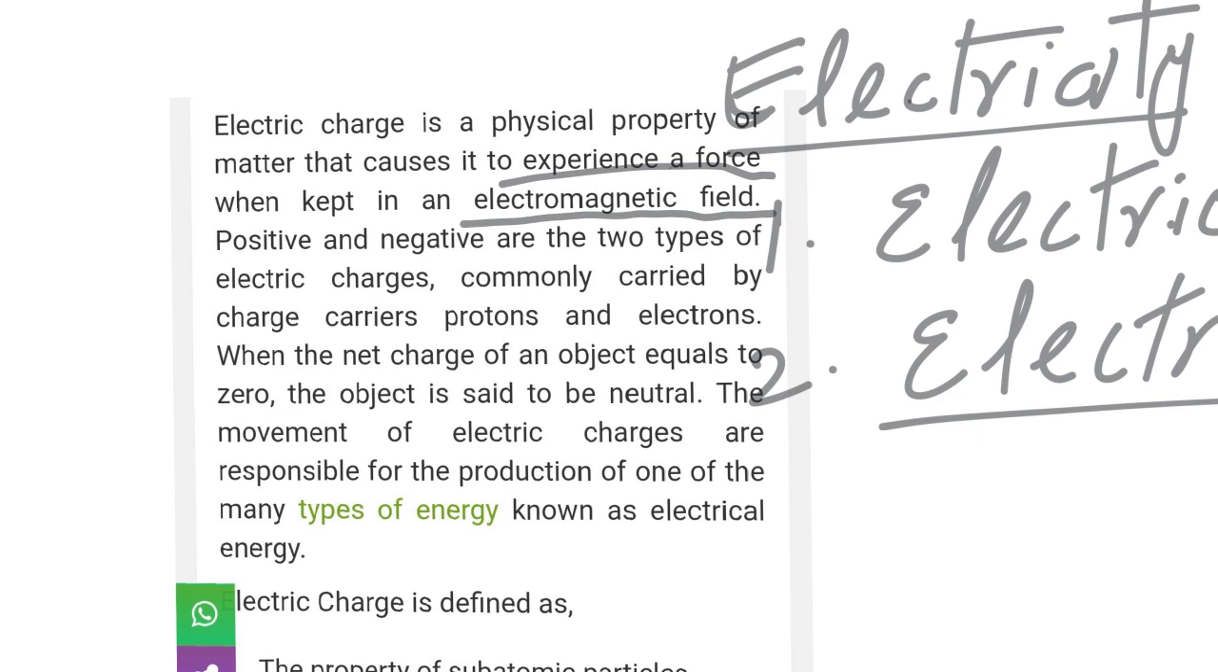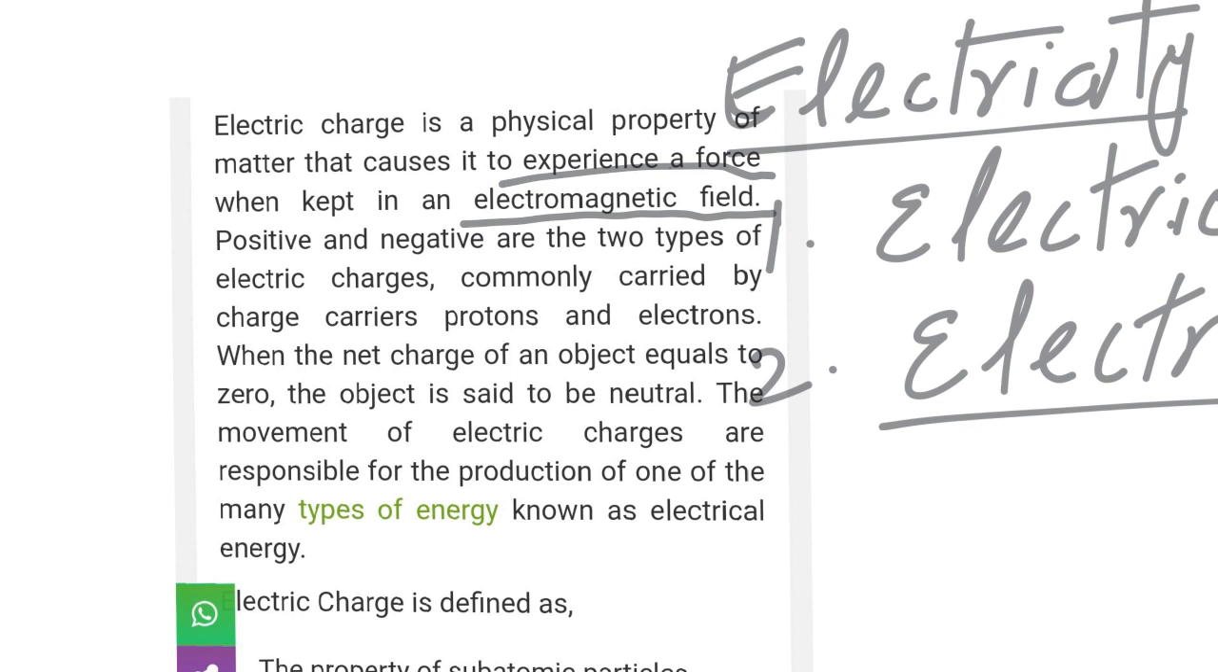What happens because of the mass? Because of the mass, a body is attracted by the gravitational pull of Earth. Similarly, when a body has electric charge, by virtue of that electric charge, when that body is put in the electromagnetic field, it either experiences a force of attraction or a force of repulsion. That is the benchmark to see whether a body has got a charge or not.